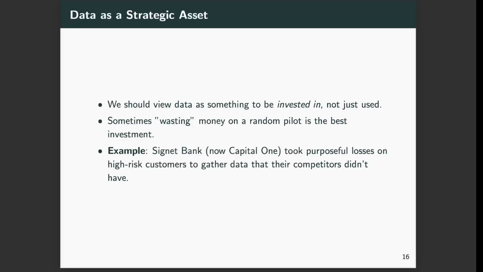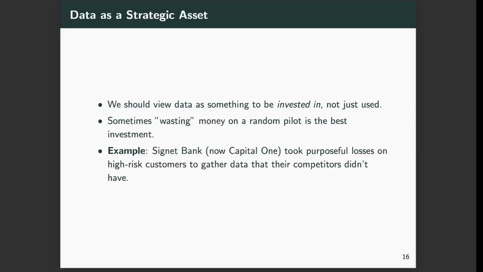In most organizations, data is treated passively. It is collected as a byproduct of operations, and then analysts use whatever happens to be available. But this passive approach has severe limitations, as we just saw with the data gap challenge. The best data scientists and the best organizations think about data proactively. They ask, what data do we wish we had? What data would make our models dramatically better? And how can we design our operations to collect that data?